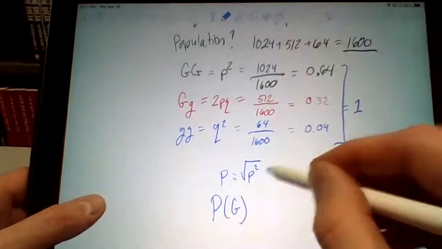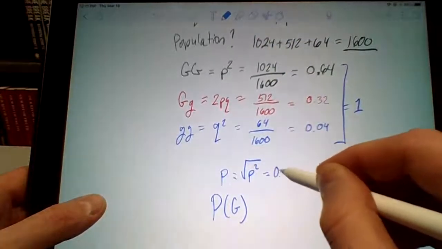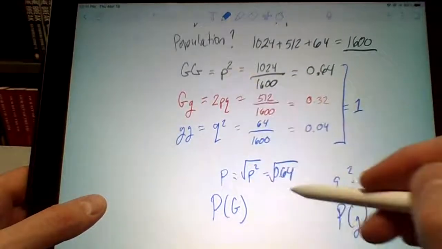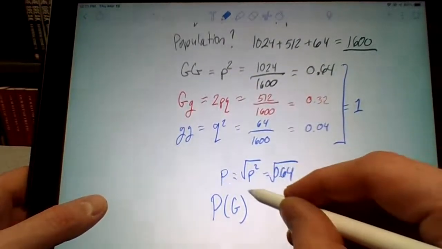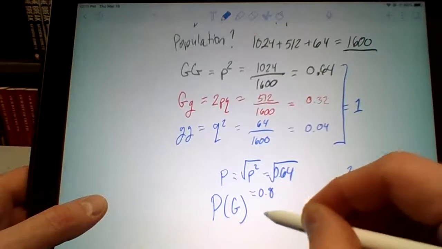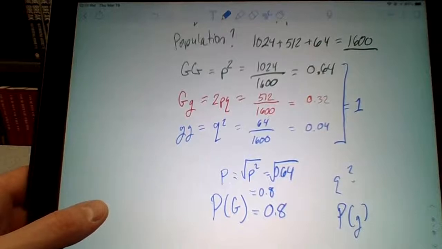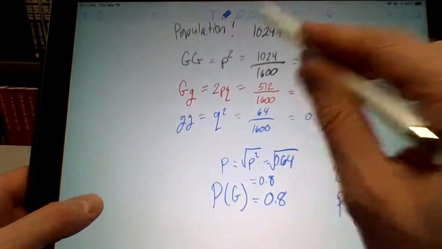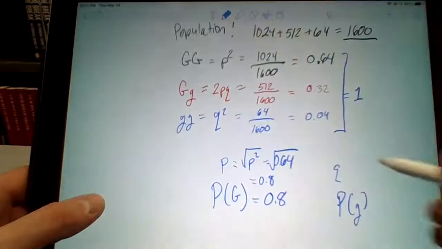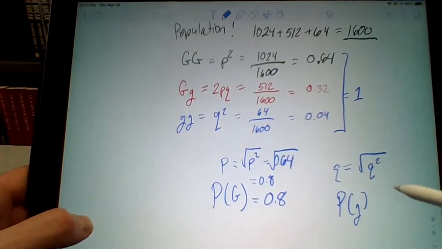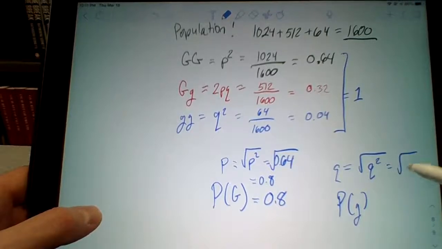So the square root of a squared value is the same as the original root value. In our case, this means that if you put 0.64, which is p squared, take the square root of it, you will be left with 0.8. And that is our probability of G. Do the same thing with Q. Q is equal to the square root of Q squared. And so that means it's equal to the square root of 0.04. And that means it's 0.2.